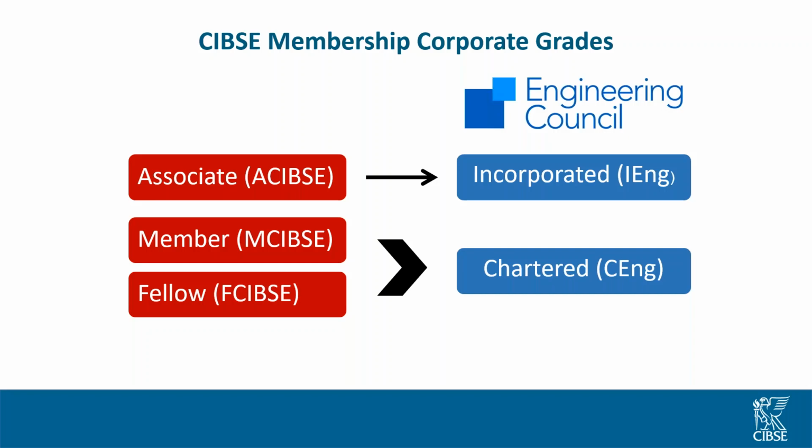And then you have the option to gain Engineering Council registration alongside them too. To explain to those of you who don't know, and remind those of you who do, the Engineering Council hold the Register of Professional Engineers in the UK. CIBSE is licensed and regulated by the Engineering Council to grant levels of professional registration within the field of building services. Just to clarify, CIBSE's associate grade allows you to gain Incorporated Engineer or IEng. And CIBSE's member and fellow grades allow you to gain chartership or CEng alongside them.